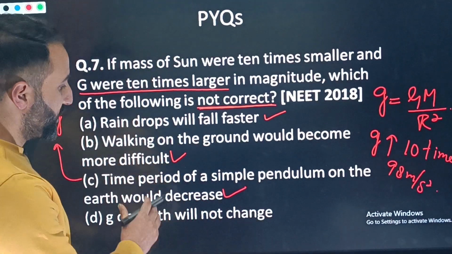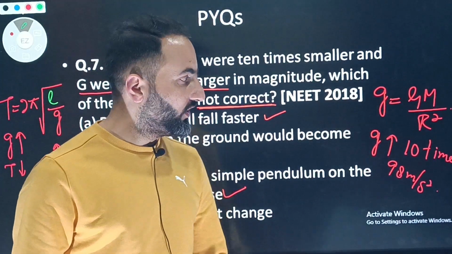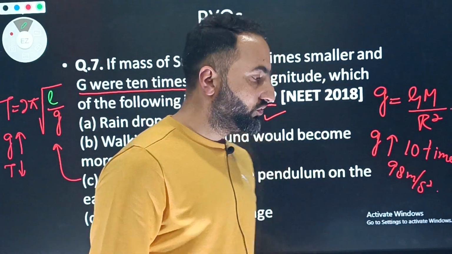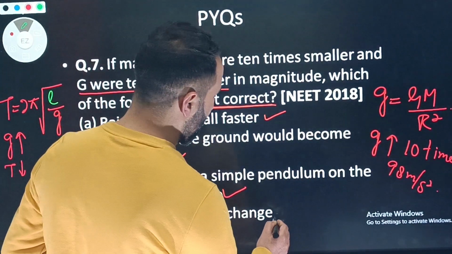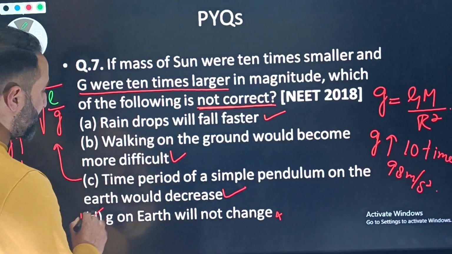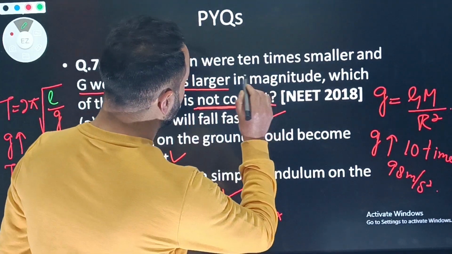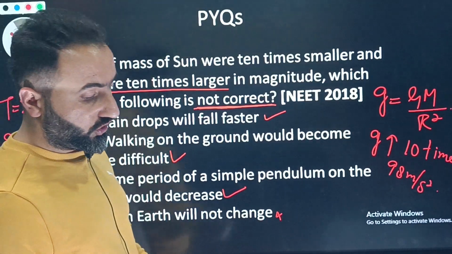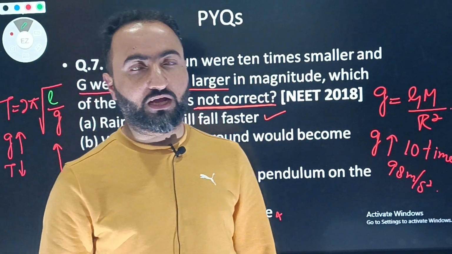ठीक है ना बेटा? g on the earth will not change. How is it possible? We have seen that g will increase 10 times. So this is the incorrect statement and is the correct option. Because the reason is this, that आपको ये देखना, आपको ये नहीं देखना कि which of the following is. Normally students यहाँ पर एक गलती करते हैं बेटा.